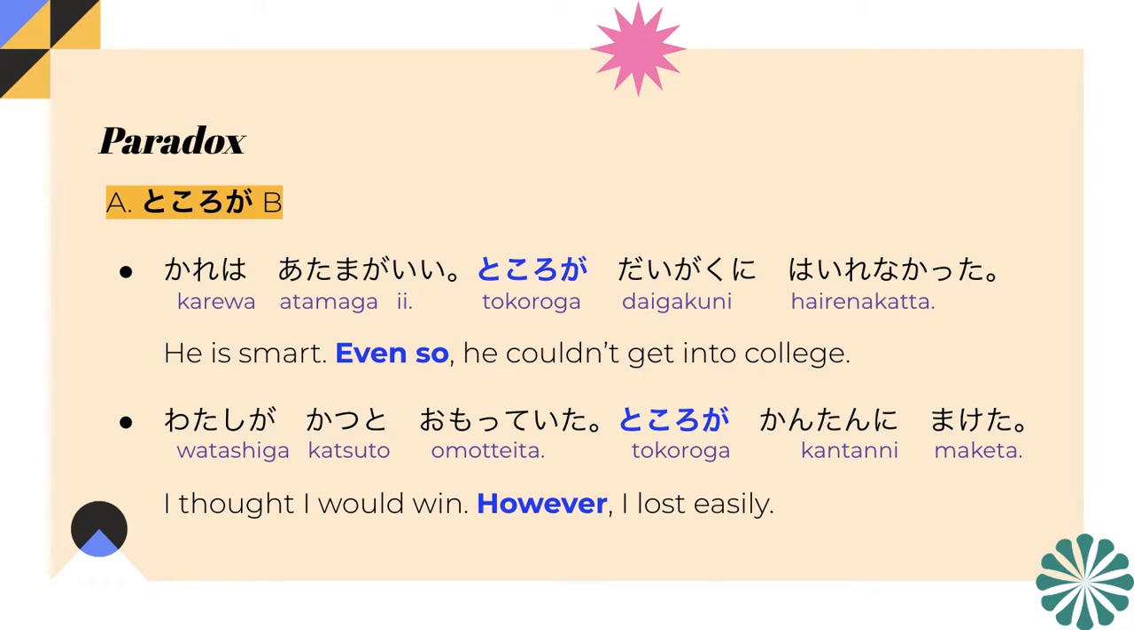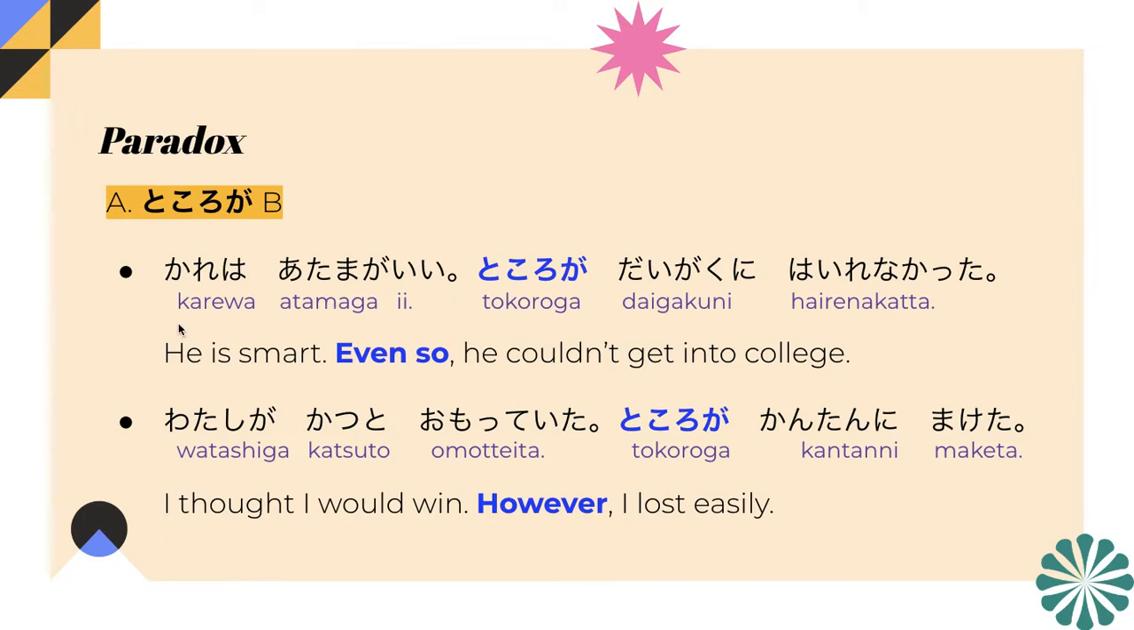The last paradox we're going to learn is ところが. The formula is exactly the same as the other paradox. Statement A, ところが, statement B. The first one, it says, he is smart. Even so, he couldn't get into college.